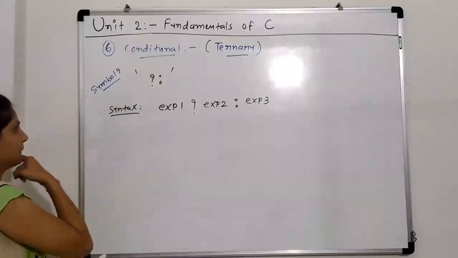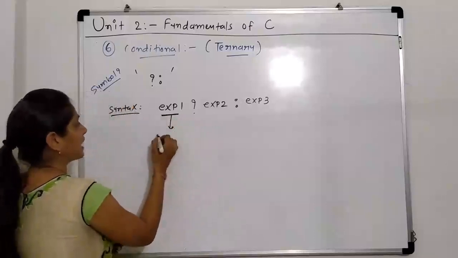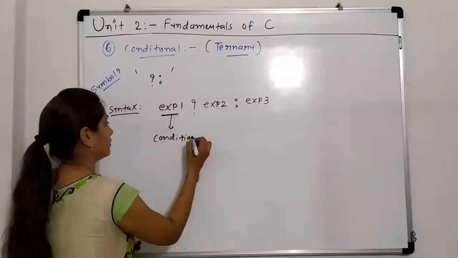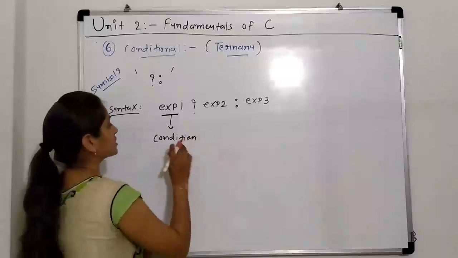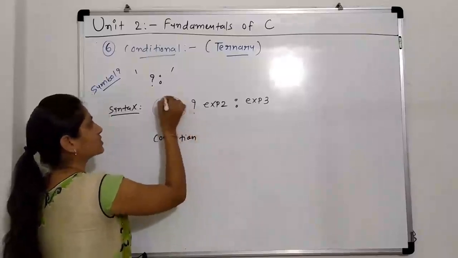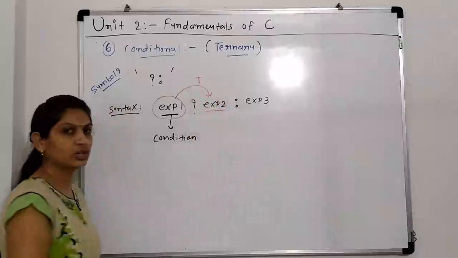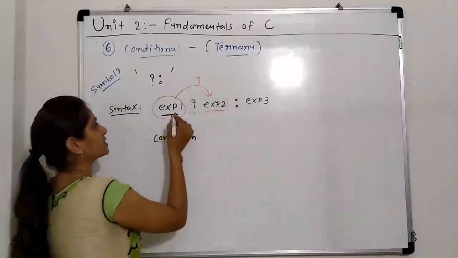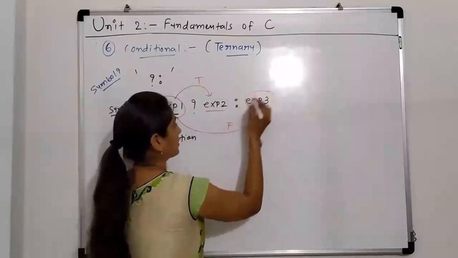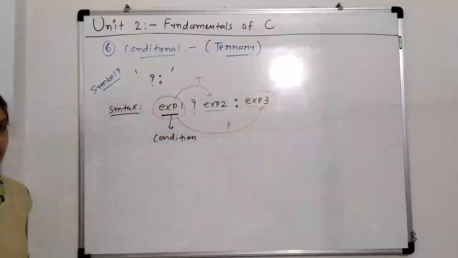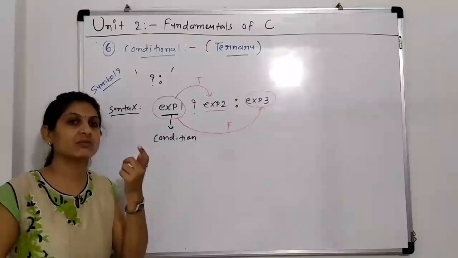Clear? So now how is it executed? In the first expression we write the condition. The first expression is nothing but our condition. If this condition is true, if expression 1 is true, then our answer is expression 2. And if expression 1, that is our condition, is false, then our answer is expression 3. So first check the condition, that is always expression number 1.